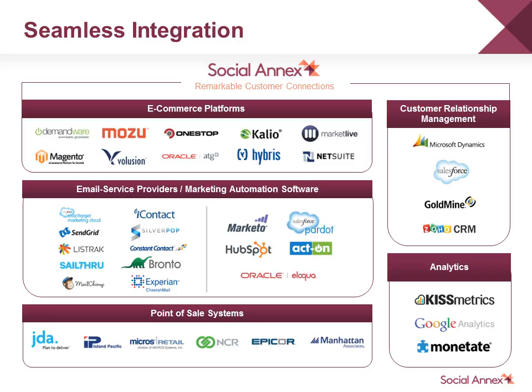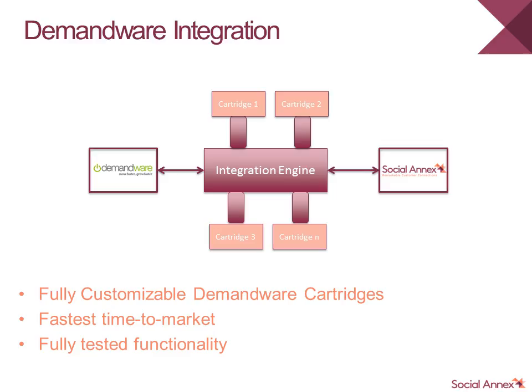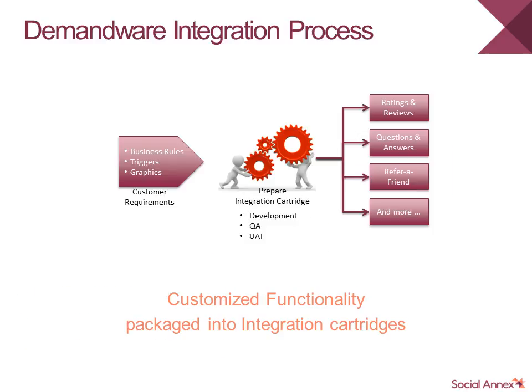So what does a Demandware integration look like for us? For our Demandware customers, we provide fully customized integrations we call cartridges, and the fastest time to market with fully tested functionality. How does that work, and how do we do that? We do this by collecting detailed customer requirements and preparing integration cartridges for each of the products that you purchase and want to implement, like ratings and reviews and refer a friend. So it's customized functionality for your specific implementation.